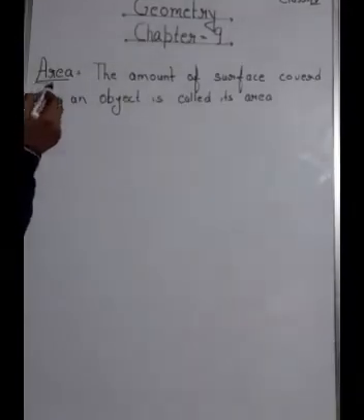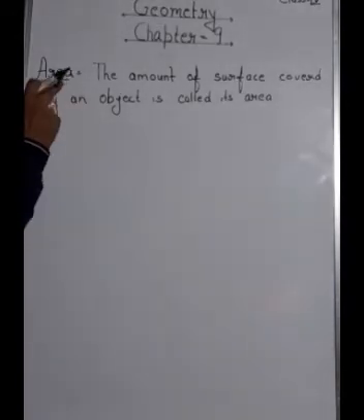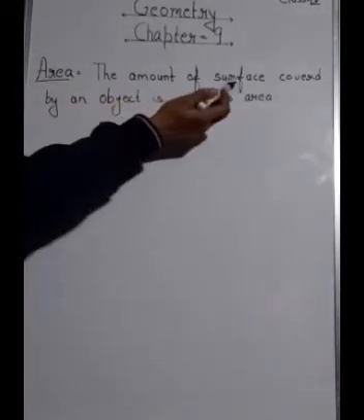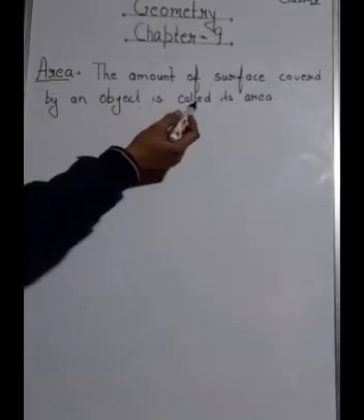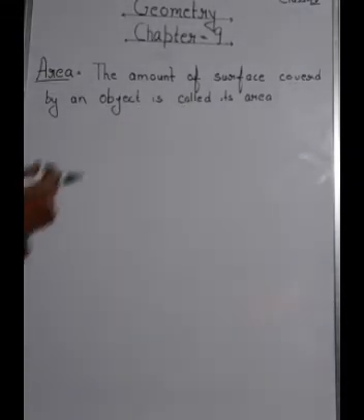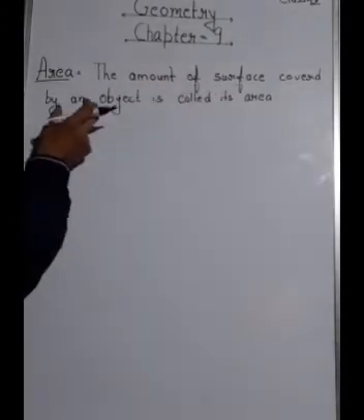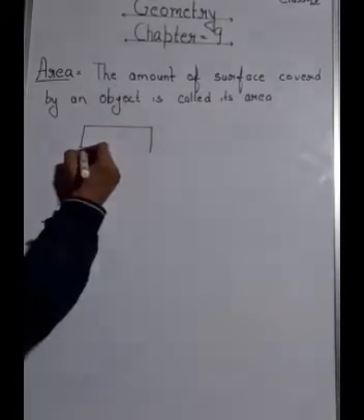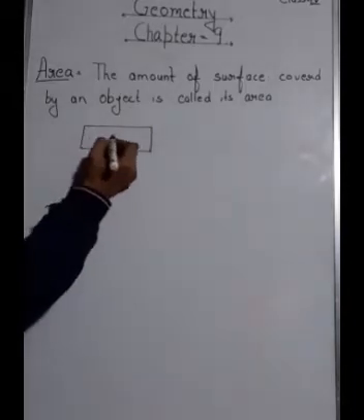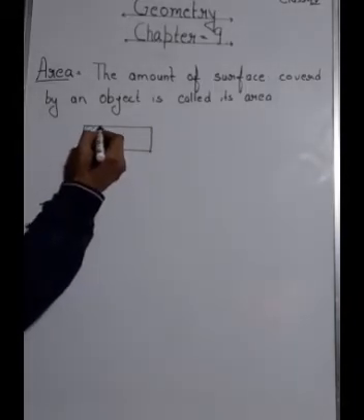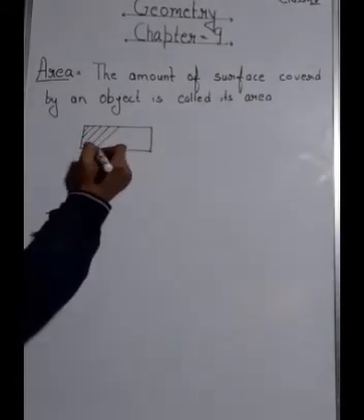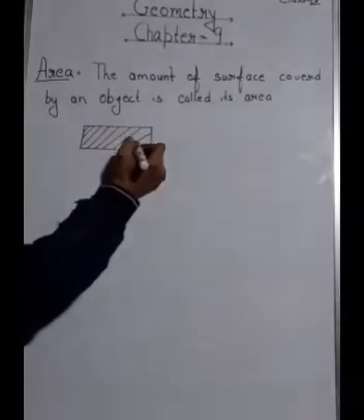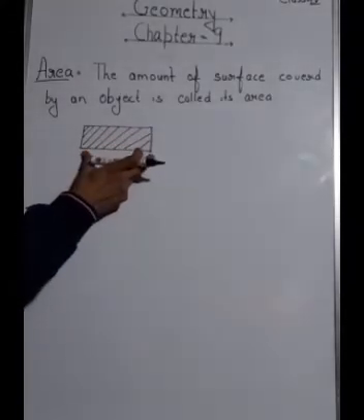Next we are having area. Okay. What is your area? The amount of surface covered by an object is called its area. The amount of surface covered by an object. So if I have drawn a rectangle over here, you can see how much surface this rectangle is covering. This one which I am shading. So this is the area. The amount of the surface covered by this object.